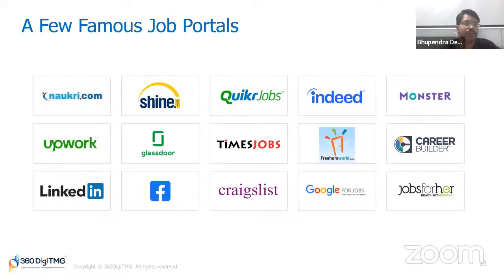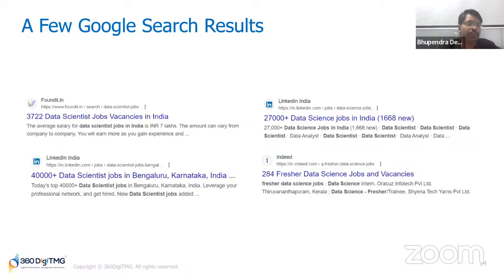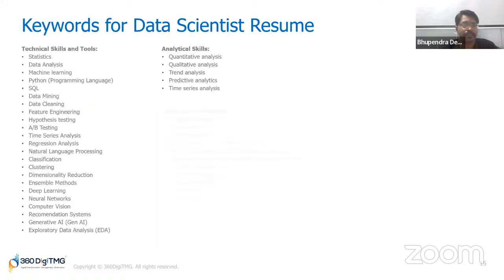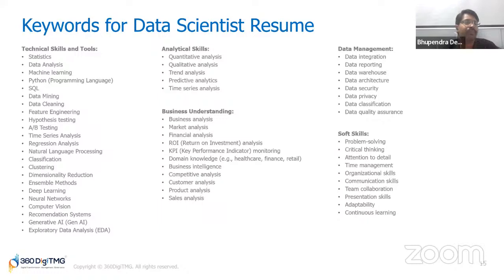Talking about a few famous job portals, we have Naukri, Shine, Quikr, Indeed, Monster, all those things. Talking about a few Google searches related to data science, of course, we talk about data science vacancies. You can search for them and apply. And when we talk about keywords in a data scientist resume, we'll have technical skills and tools, analytical skills, business understanding, data management, and soft skills.